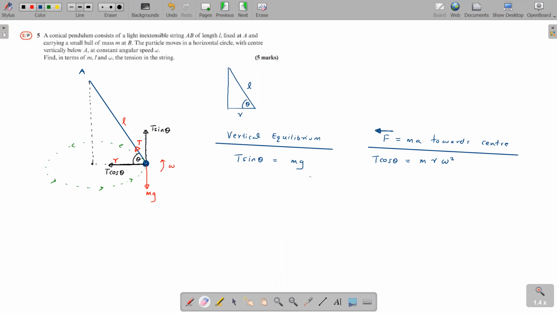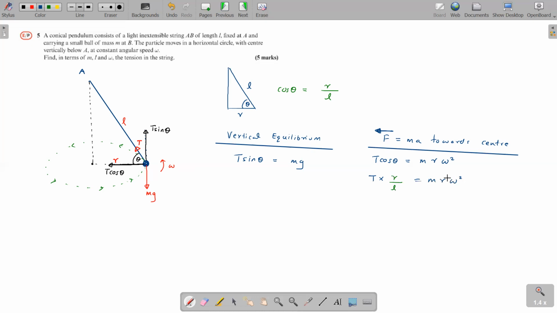So how do we proceed now? Instead of going that way, one of the easiest things you could do here is use this triangle. We can easily get the cos ratio. Cos theta is adjacent over hypotenuse. Adjacent is R, hypotenuse is L, so cos theta is R over L. That's an easy substitution. So T times cos theta, which is R over L, equals m r omega square.